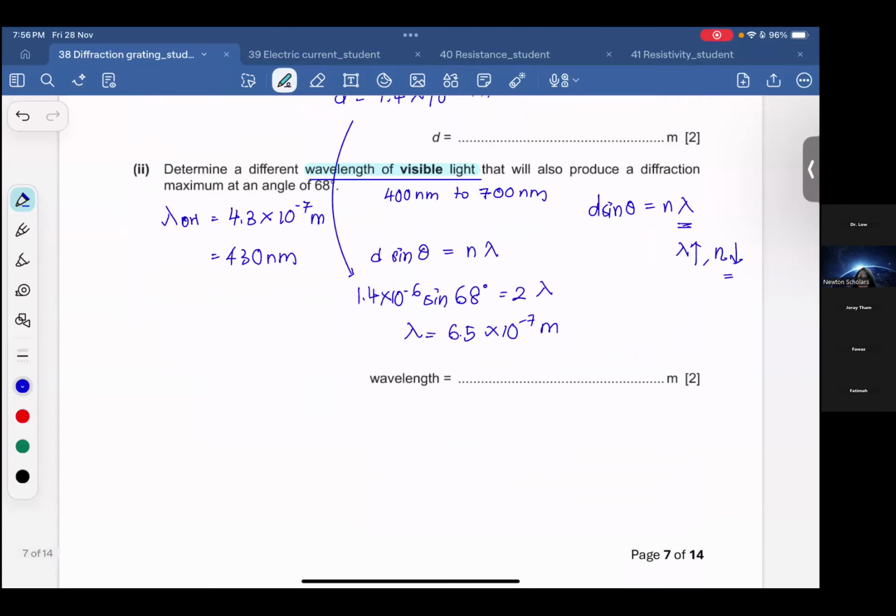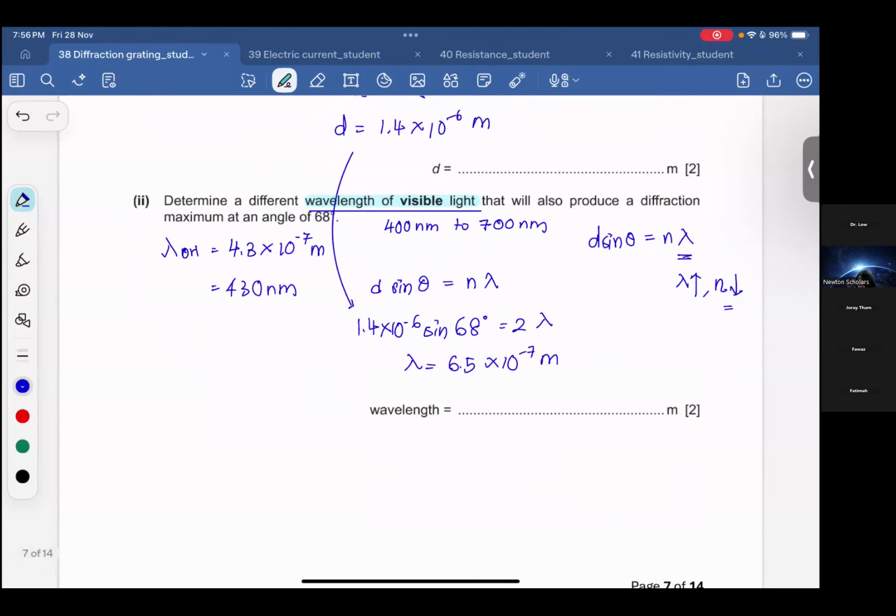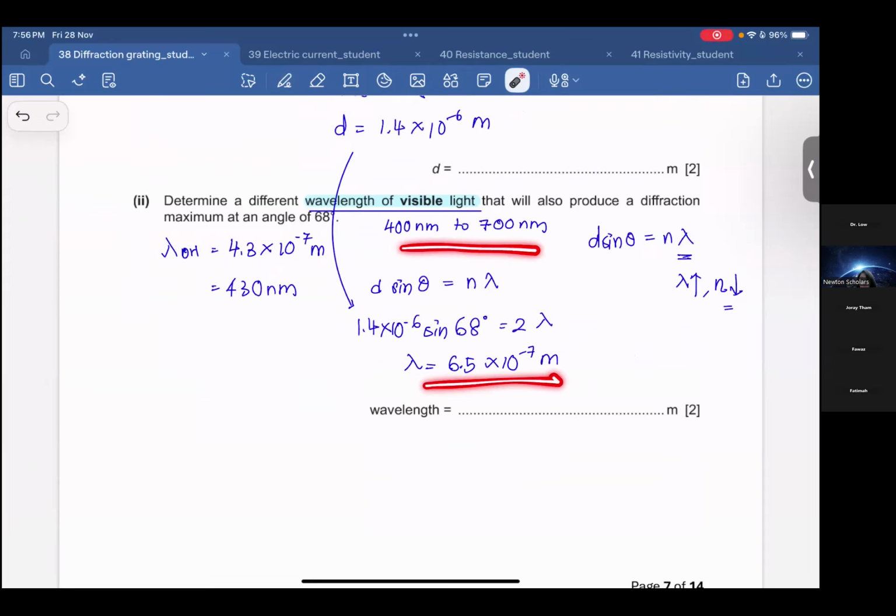Okay, I got a question. For this one, you see 6.5 times 10 power of negative 7. Is it in the range of visible light? My answer is yes. It is equal to 650 nanometer. So the wavelength that we calculated actually is in the range of visible light.